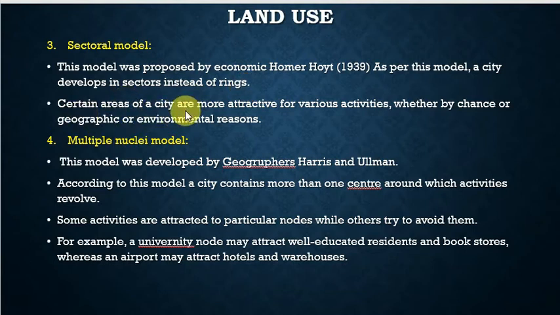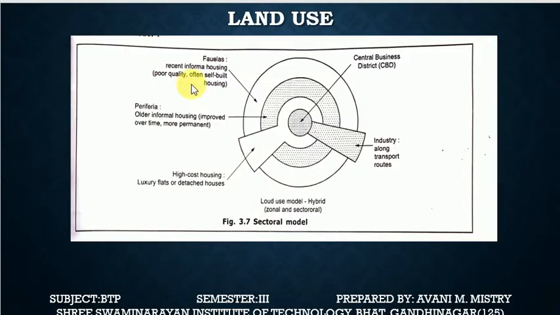Certain areas of a city are more attractive for the various activities, whether by chances or geographic and environmental reasons. Looking at the figure, here is the sectoral model. In the middle is the CBD, then industry along the transport routes, then this area is older informal houses improved over time, more permanent. Then this one is called the fuel age, that means recent informal houses, poor quality houses, often self built houses.